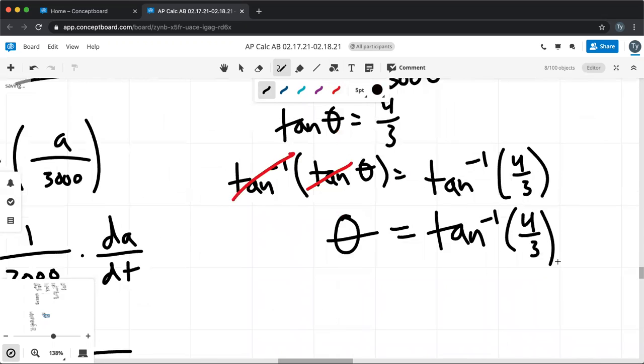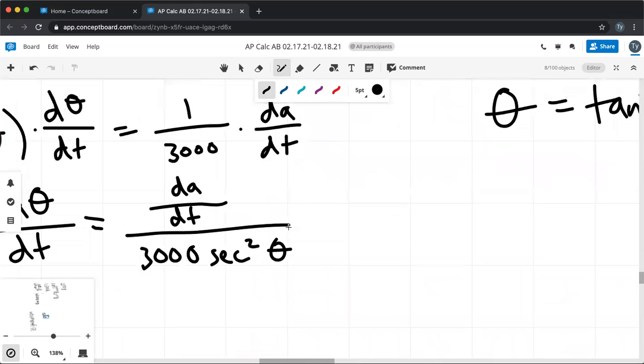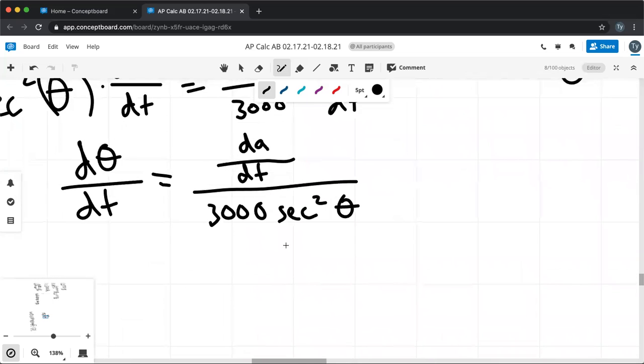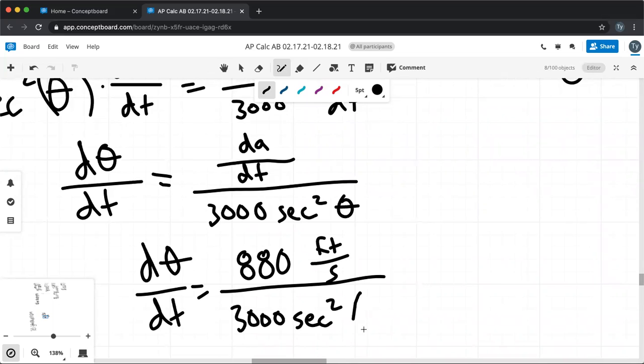All right. So we have theta by itself and we have a function of a number. So we're good. We've found theta. And now we can plug it in here. We can also plug in our dA/dt. So dθ/dt is equal to, dA/dt was 880 feet per second, and then we have 3,000 on the bottom times secant squared of our theta, which is the inverse tangent of 4/3.